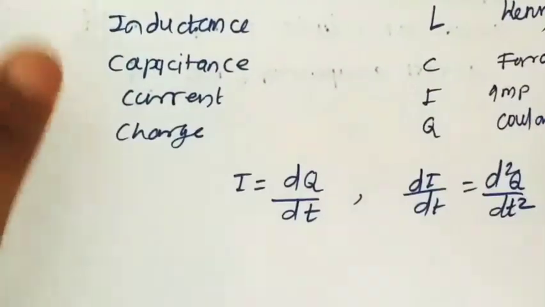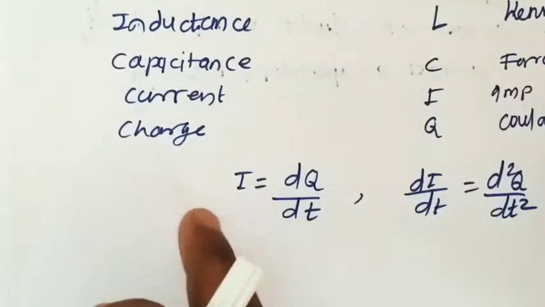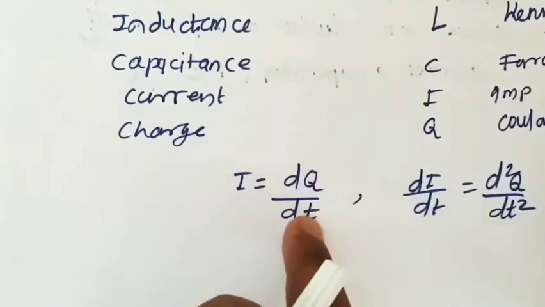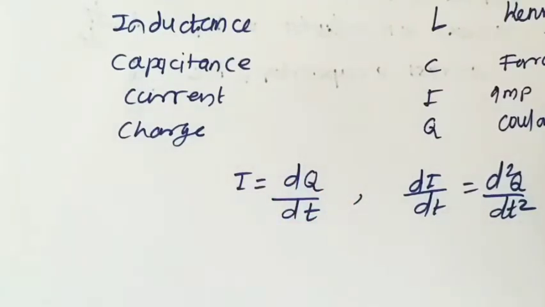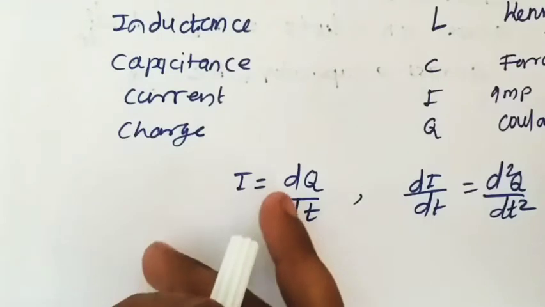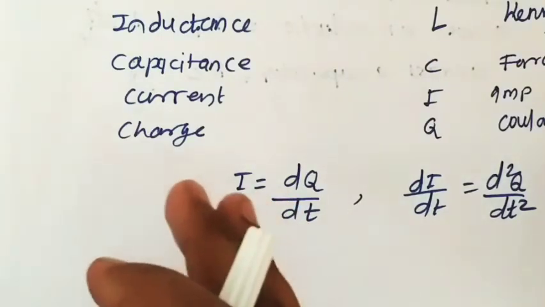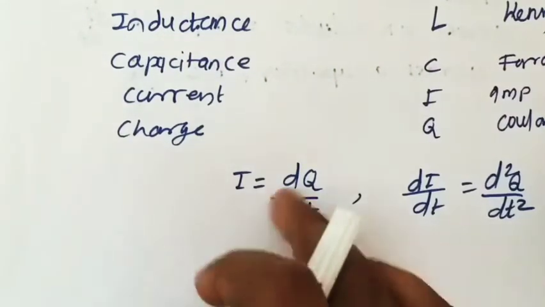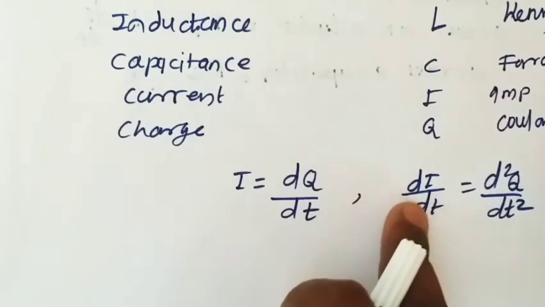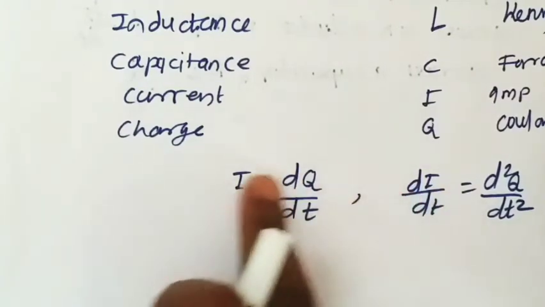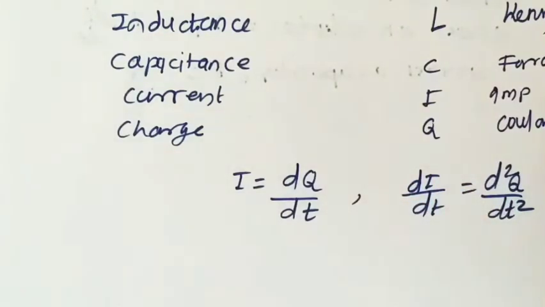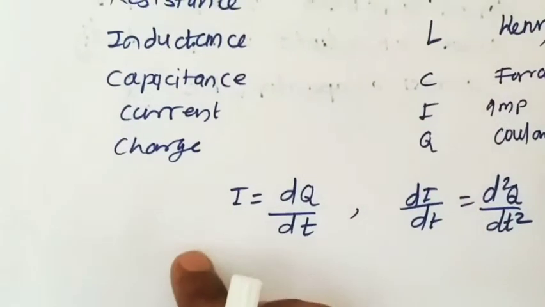There are some relations between current and charge that you must know. We are going to use these in examples. I = dq/dt. Current is the rate of change of charge. So if you have the charge and want to calculate the current, simply differentiate the charge with respect to t, where t is the time, and you will get your current. Now if you differentiate the current with respect to t, you will get di/dt as d²q/dt². This will be the value of the derivative of current.